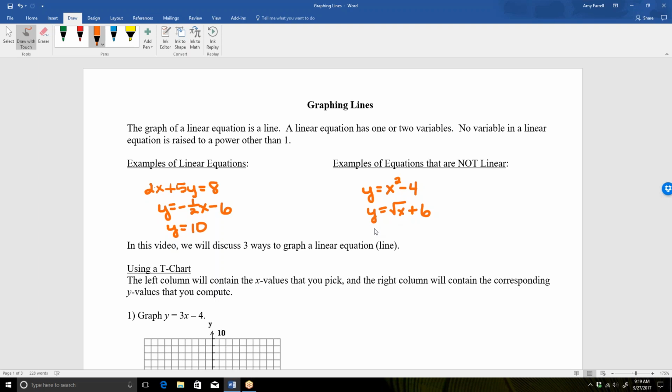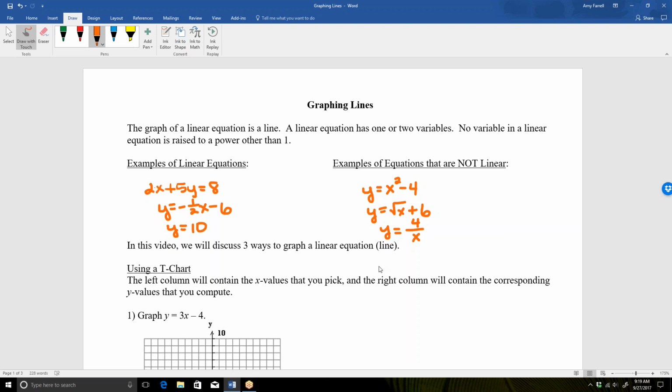You can't have a variable in the denominator, so something like y equals 4 over x would not be linear. This would be the same thing as 4x to the negative first power. And so again, that would be a power that is different than 1.